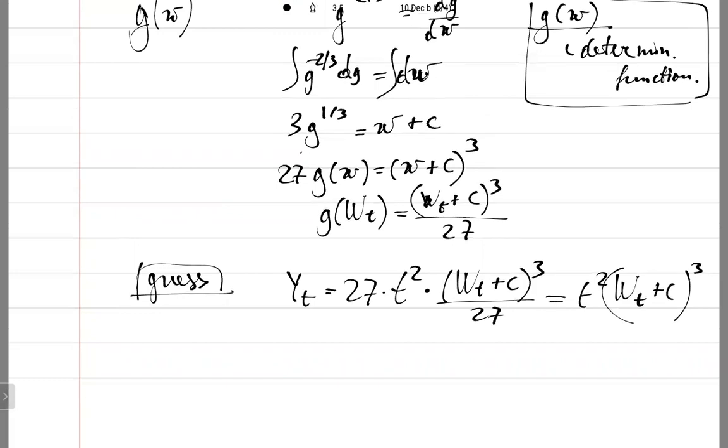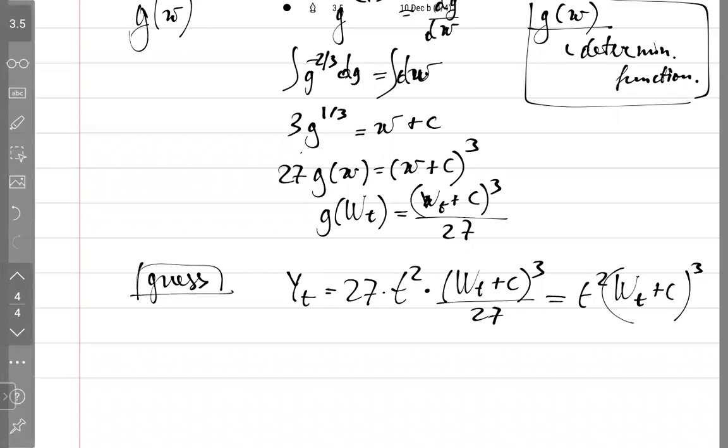Okay, now I have a guess and I need to check the first equation. The first equation was, so let's go on to the next page. So we need to check the first equation.